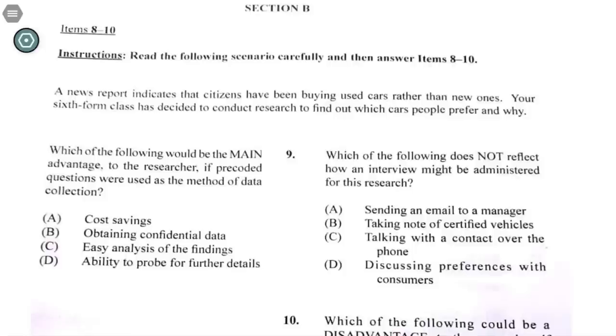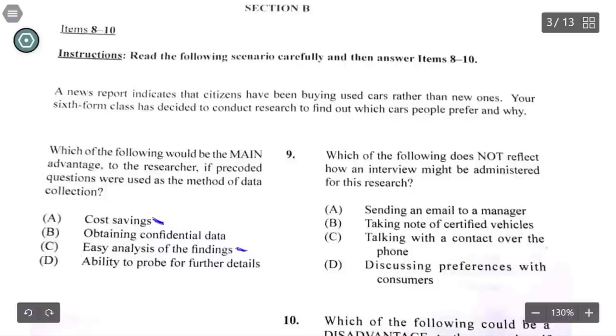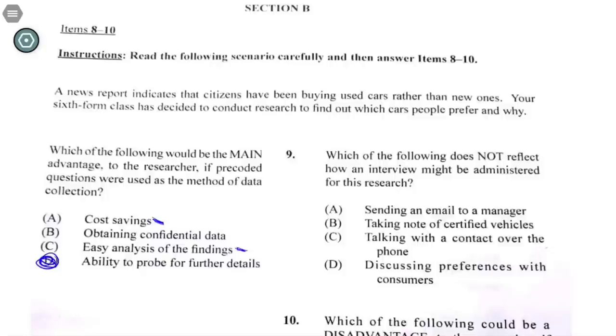Now C, easy analysis of findings, and A, cost saving, are most suited for questionnaires as advantages, because questionnaires are just a give out, get back, and you can easily go through and sort out the answers, unless you have an open-ended questionnaire question, which are not very common. You have actual pre-made answers to questionnaires. So D would be the most suitable answer, because interviews give you the ability to probe for further details.